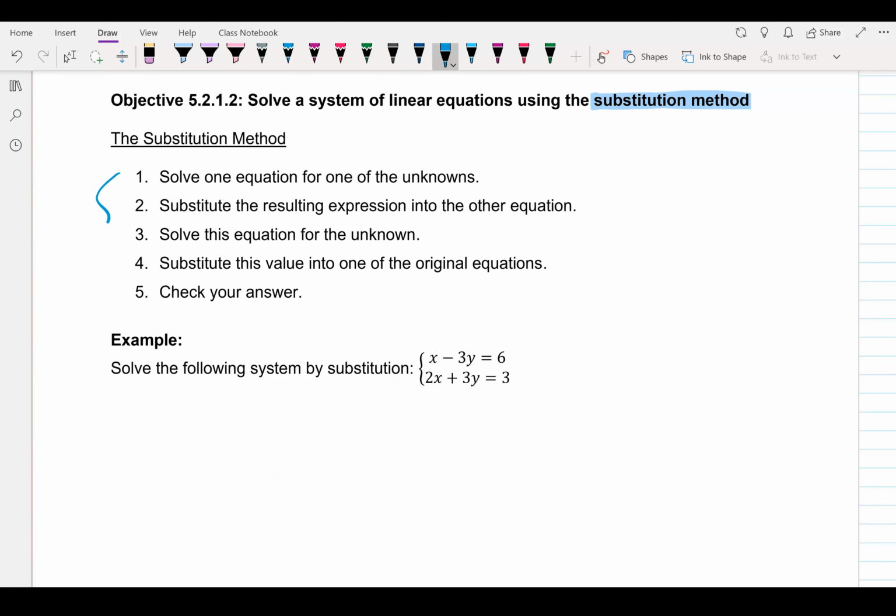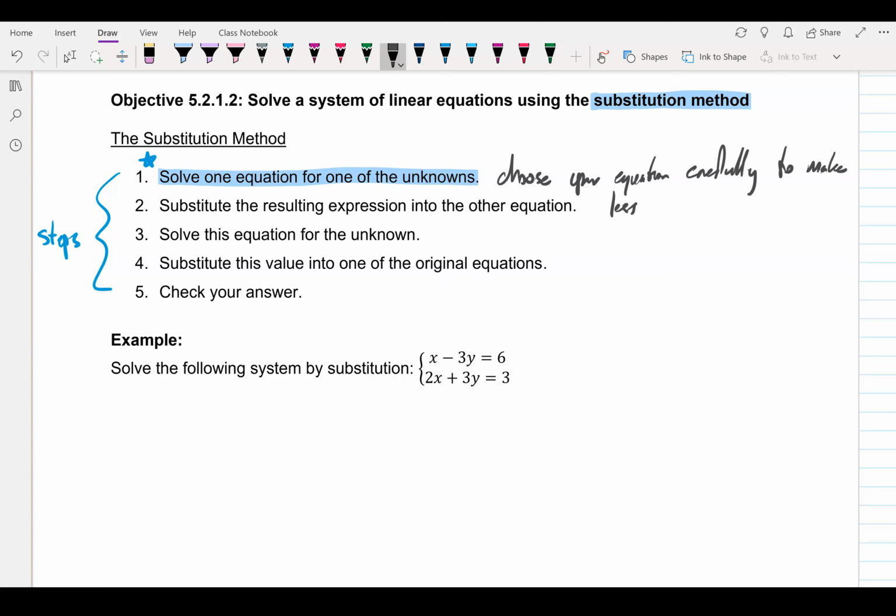And once again, we have a handy list of steps here that we're going to follow. You should use this as a reference until you start to get this stuck in your head real nice and tightly. So first we're going to solve one equation for one of the unknowns. It's extremely important, okay? The first step is always the most important step for this one. Choose your equation carefully to make less work for yourself. And you'll see what I mean by that in a minute.